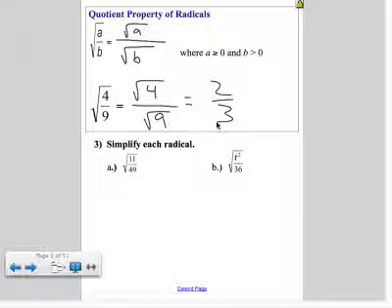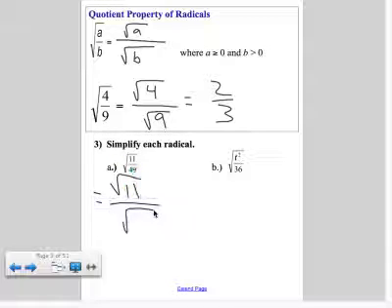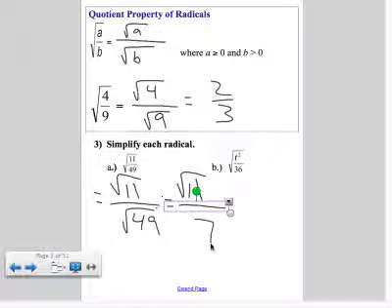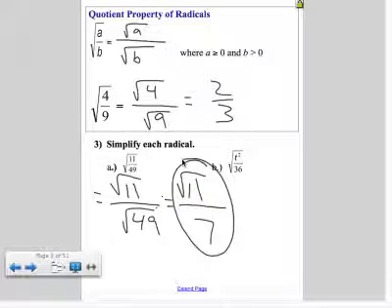So in example 3, part A, simplify each radical. I'll do part A. I'm going to leave part B for you. So this guy we would simplify down to the square root of 11 divided by the square root of 49. All right. Well, that's fine because I know the square root of 11 is on top, but I know the square root of 49 on bottom is just 7. And so your final answer would be 11 over 7.